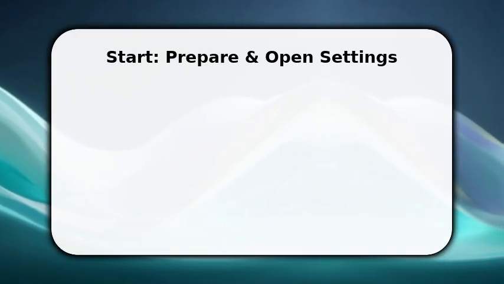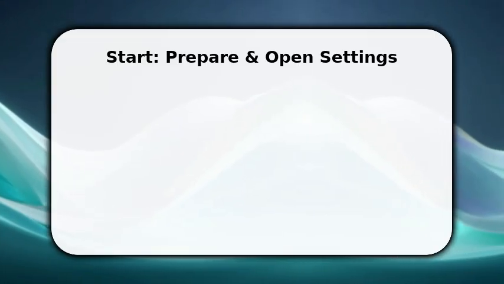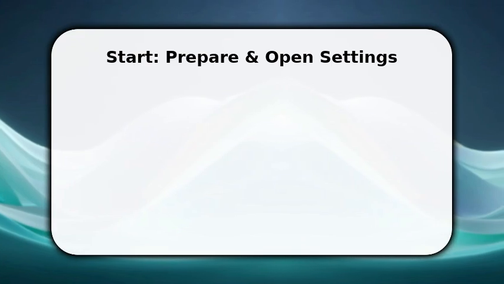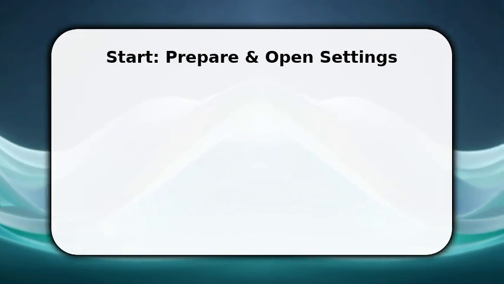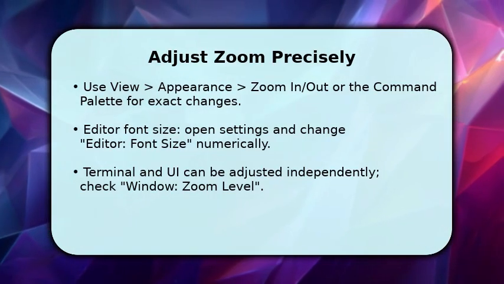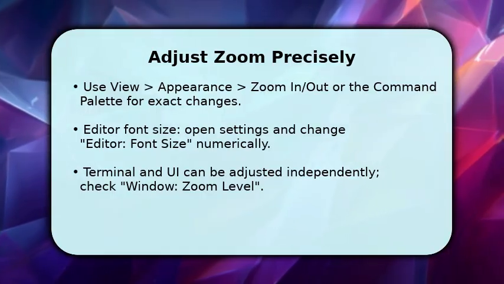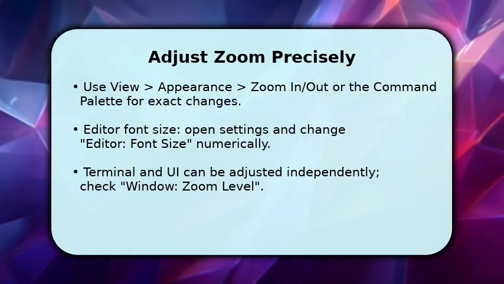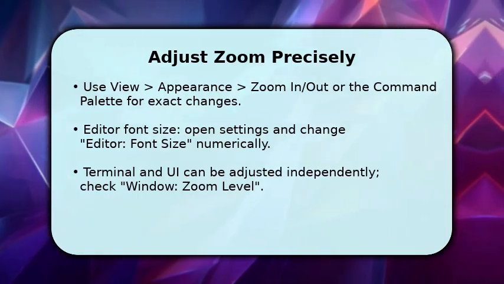If you prefer shortcuts, note Ctrl++ and Ctrl+- work for UI and editor by default. Keep that in mind. Now you will refine which element to change and why. The editor font size affects code legibility, while window zoom level scales the entire UI.